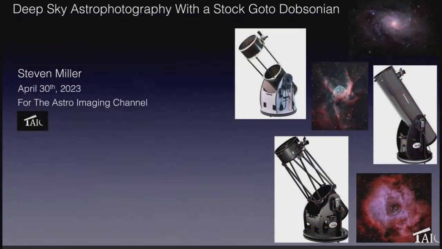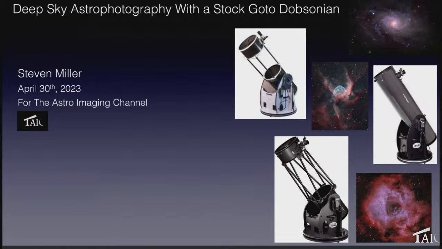My name is Stephen Miller. I'm here in Vancouver, Washington, United States. And I'm here to talk to you about how you can do some deep sky astrophotography with a telescope that no one thought could do this. It's a stock Goto Dobsonian. These telescopes are offered by Orion and Skywatcher.